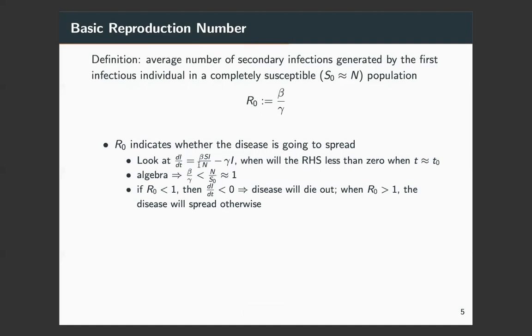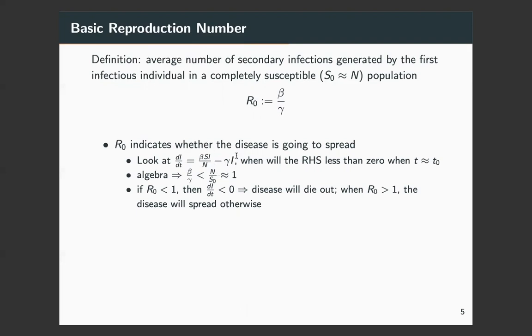So let's first look at the equations and see what R0 indicates. If we look at the equation for the infectious population, we have dI/dt equals to this term here.